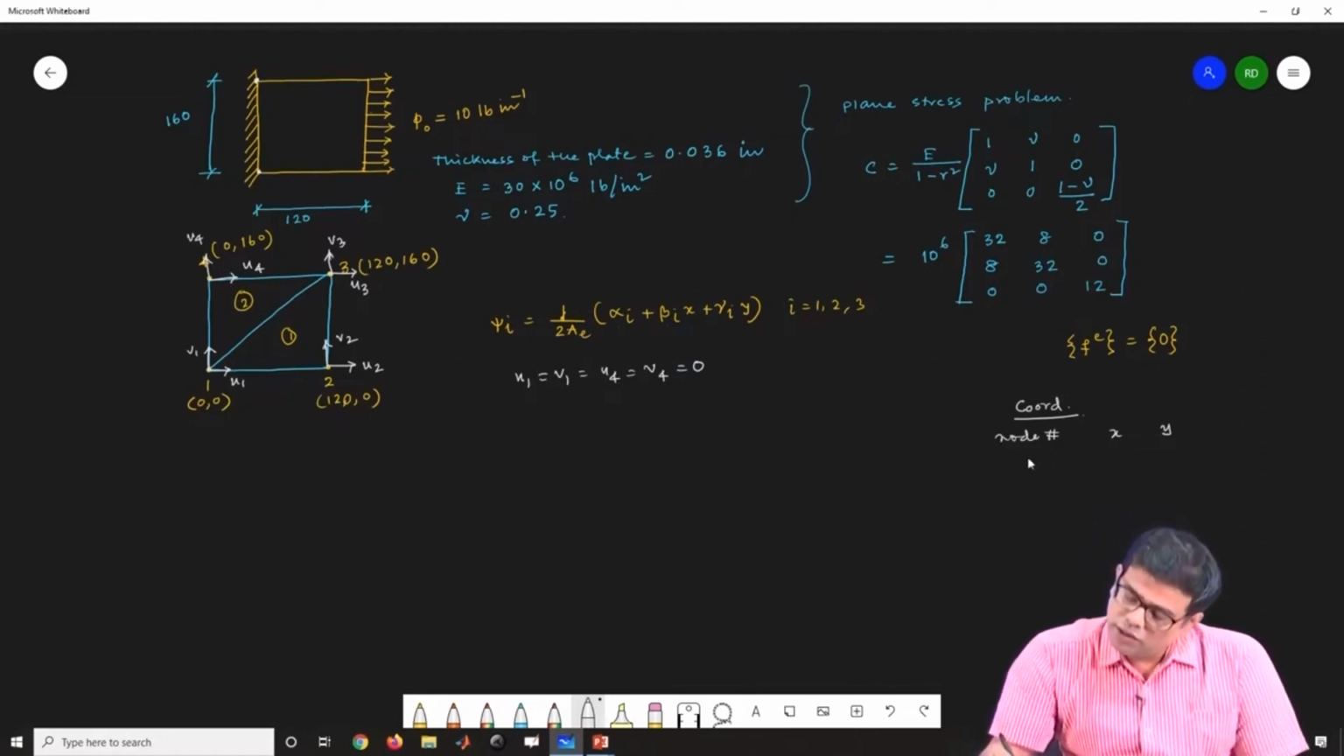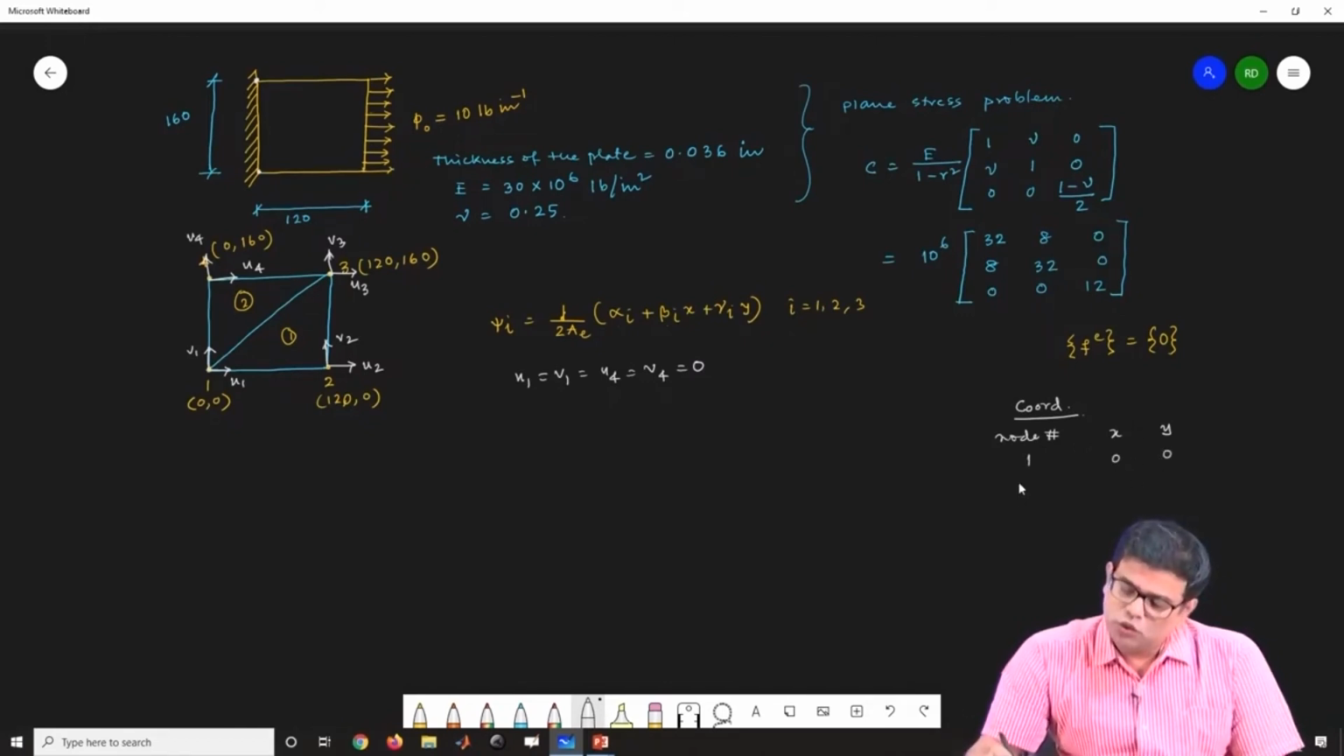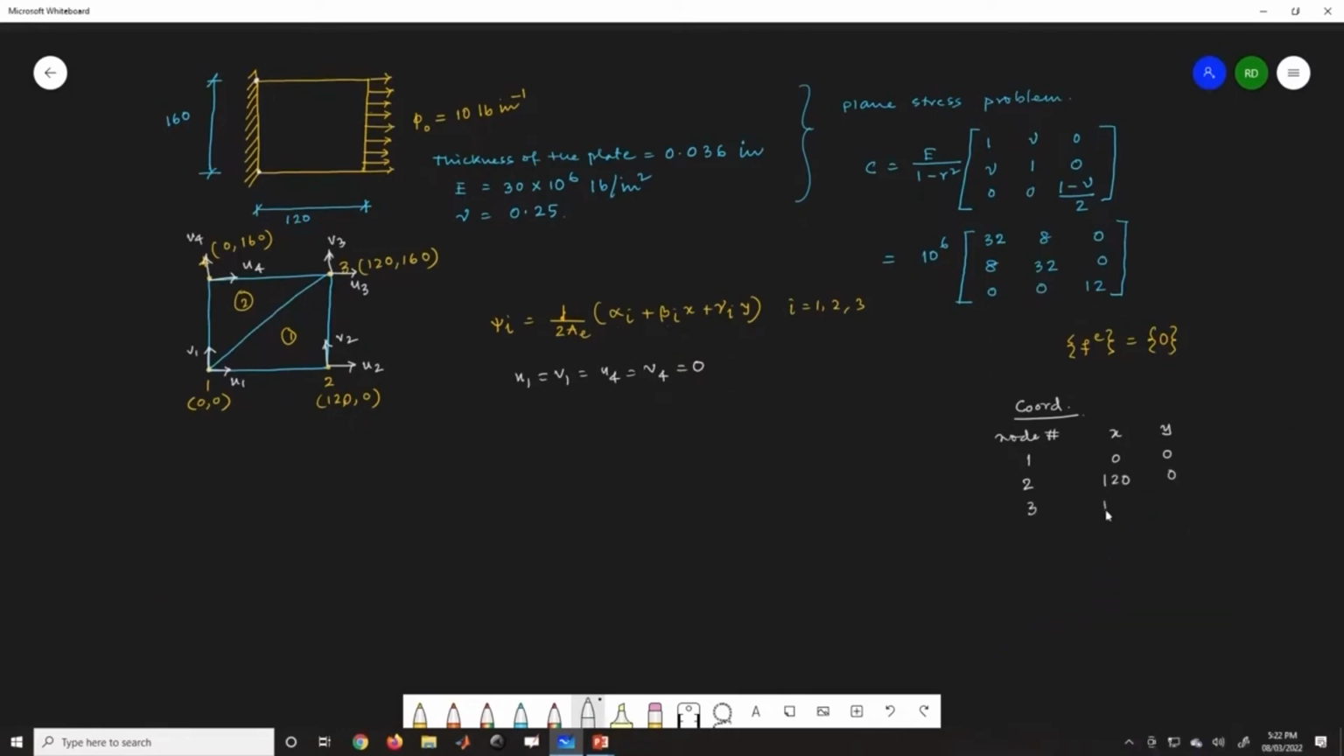So node number 1 has coordinates 0 0. Node number 2 has 120 0. Node number 3 is 120 160. Node number 4 is 0 160. The procedure is very similar if you increase the number of elements.